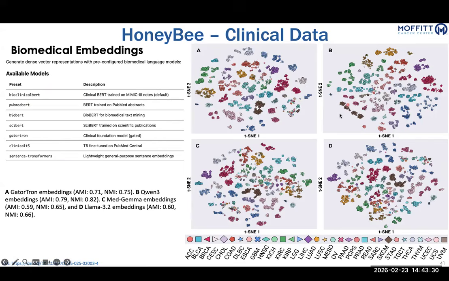And on the right hand side, you can see the 4 UMAP clusterings. This is Gatortron embeddings, which is an EHR specific foundation model, then Coin3, which is an embedding model, then MedGemma, which is a medical data specific embeddings model, and then Llama 2, which is a general purpose LLM. So you see that the quality of the embeddings extracted from each of these models using HONeYBEE are highly predictive of clustering, for example, in this case.